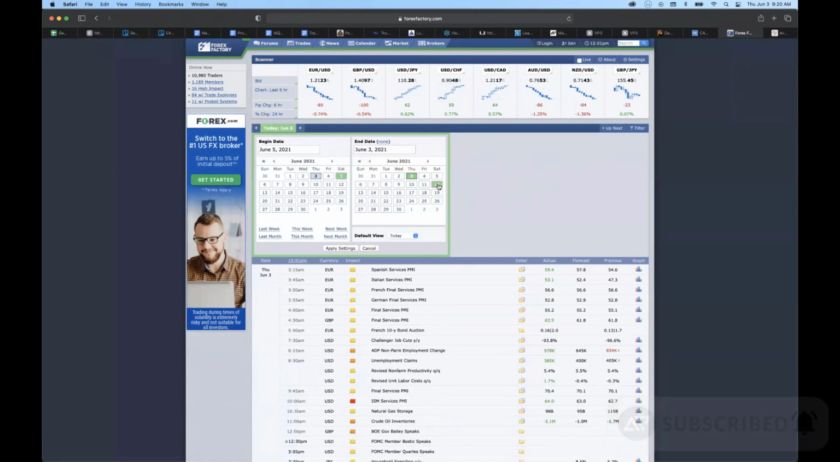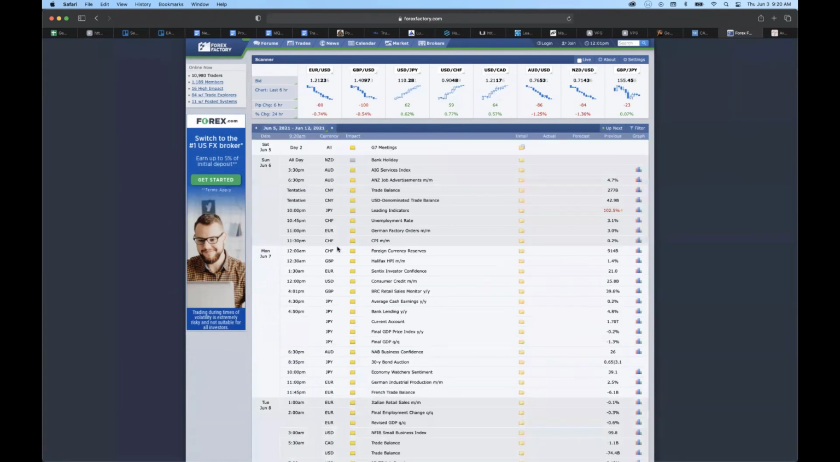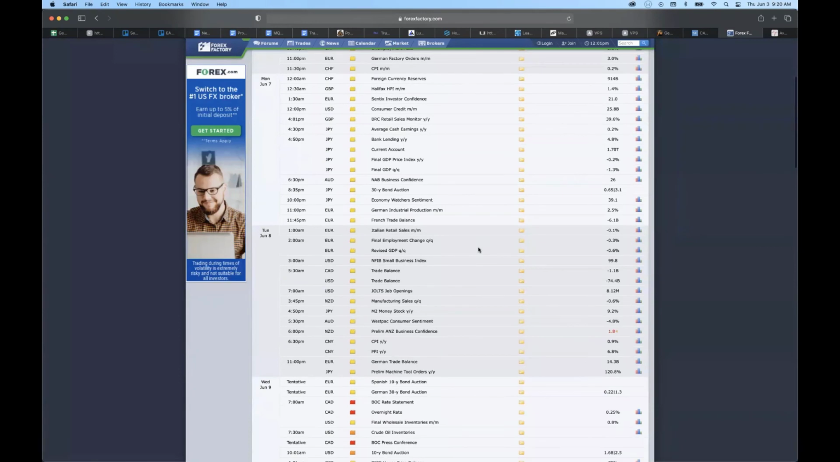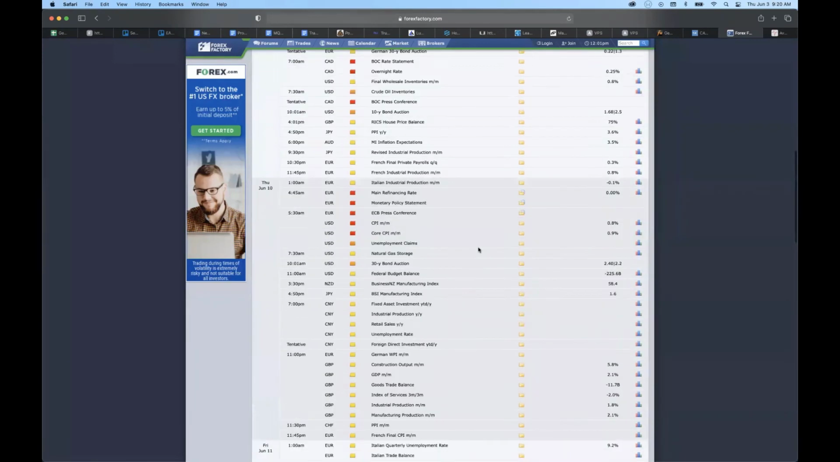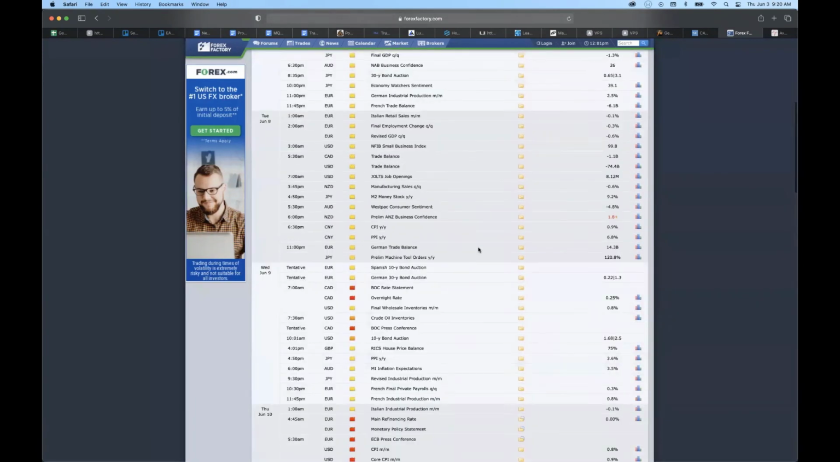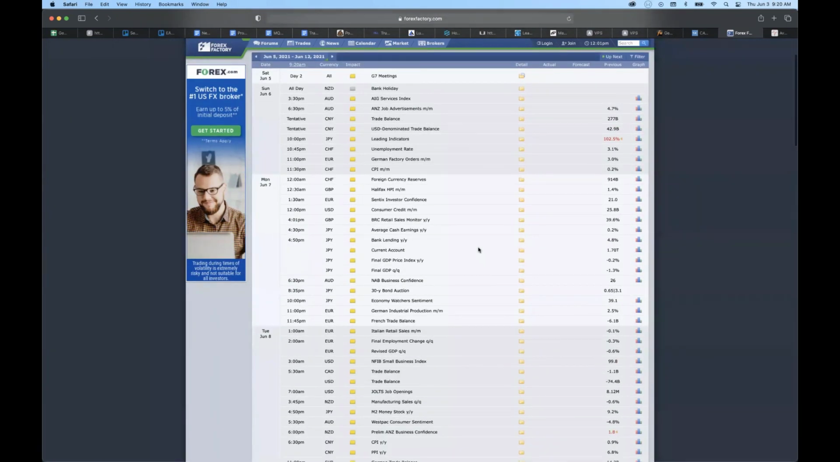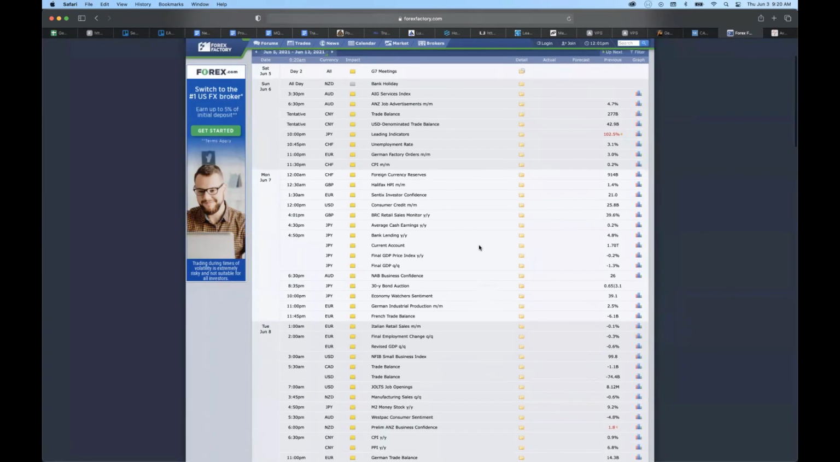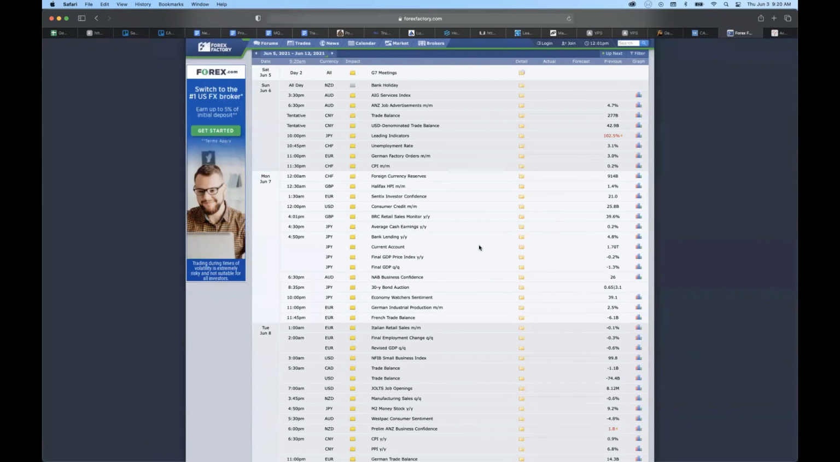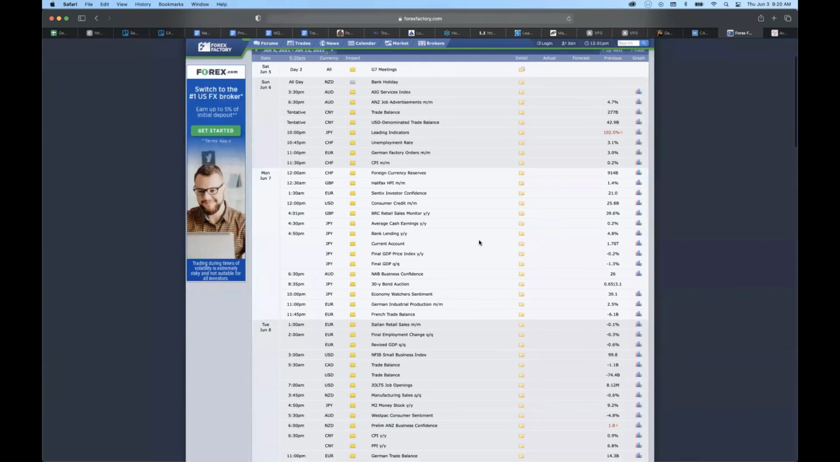So we are going to get in here into Forex Factory, the 5th through the 12th. And what do you know? It looks like a great yellow folder week. That's what I like to see. I like yellow folders. Yellow folders tend to create more ranging conditions and less trending conditions. So we get a lot of yellow folder news here.